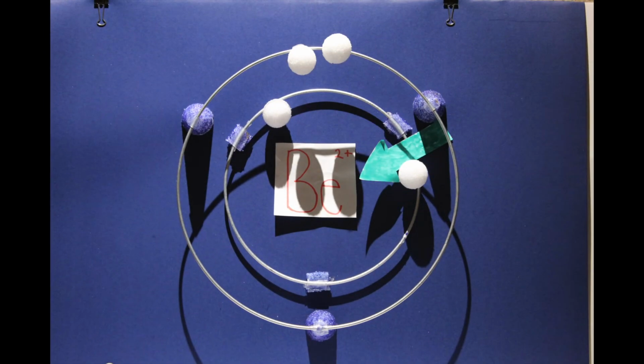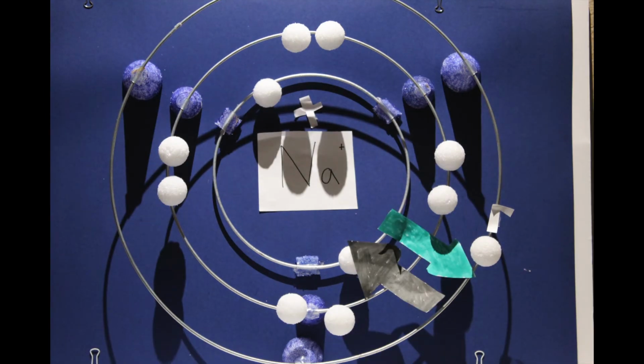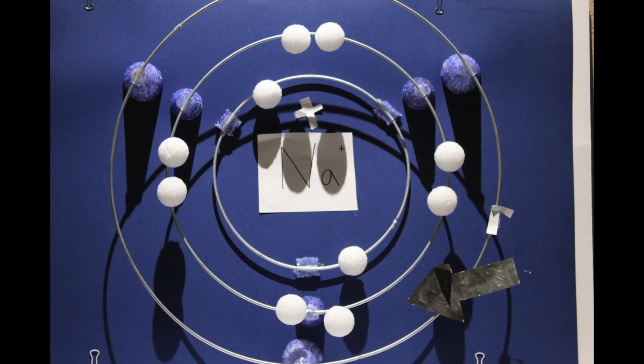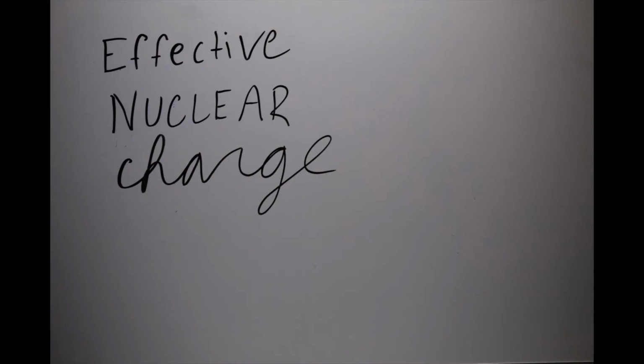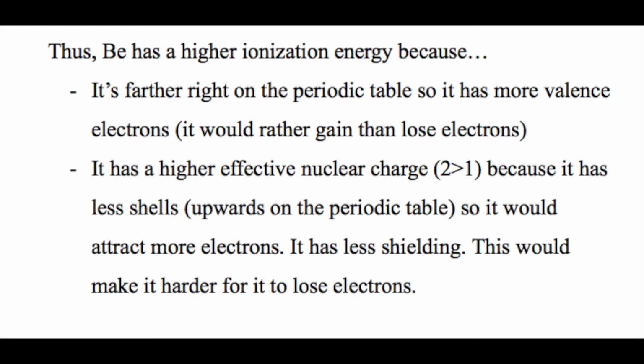This diagram would further show that it takes a lot more energy to take away an electron from beryllium than Na+, because we would see that it's closer to an octet. Beryllium has an effective nuclear charge of 2, while Na+ has an effective nuclear charge of 1, which would mean that it would attract more electrons in the long run. Beryllium has a higher ionization energy because it's farther right, so it'll want to gain more electrons, and has a higher effective nuclear charge, so that means it would attract more electrons.